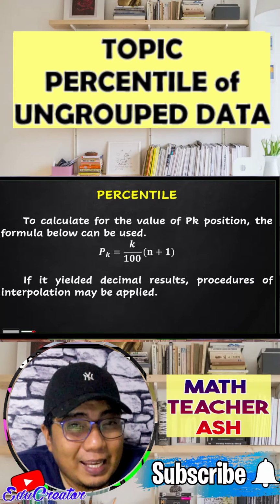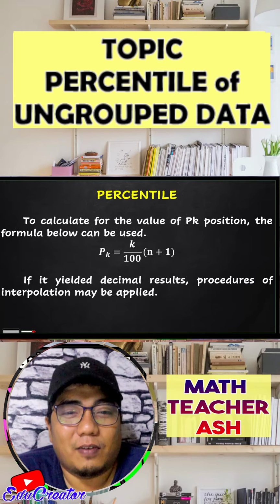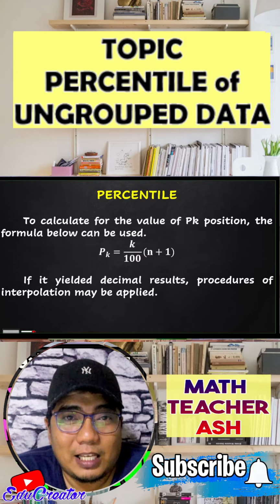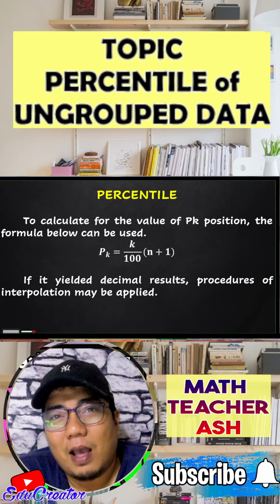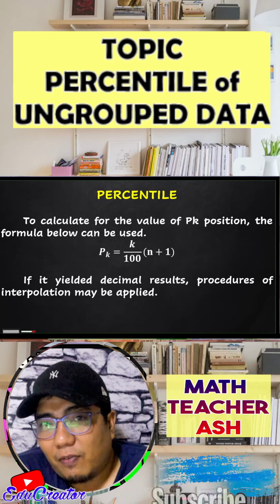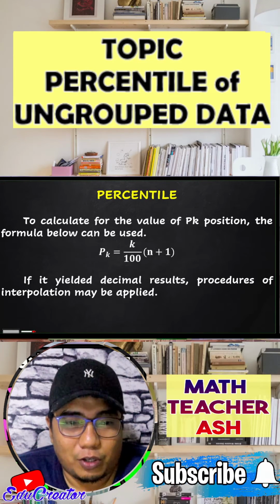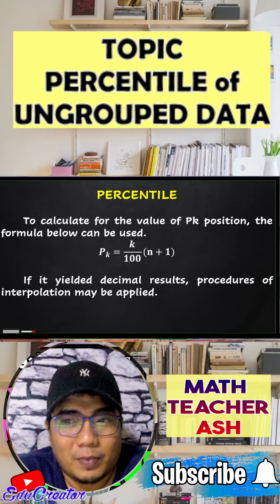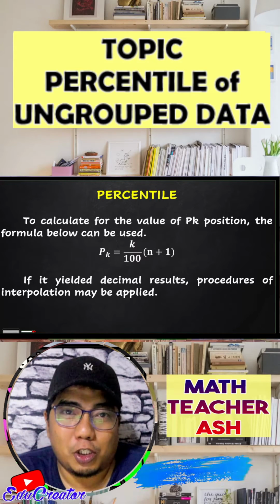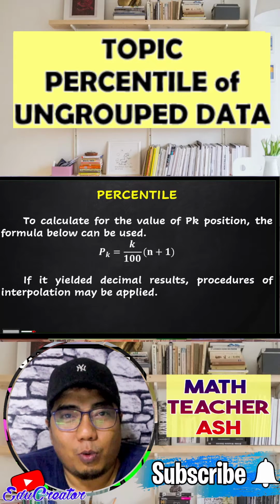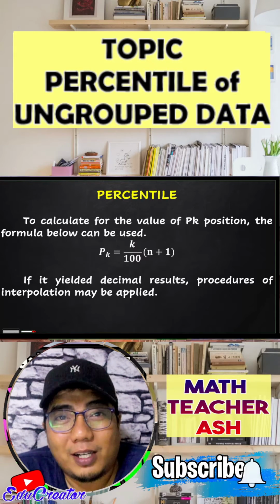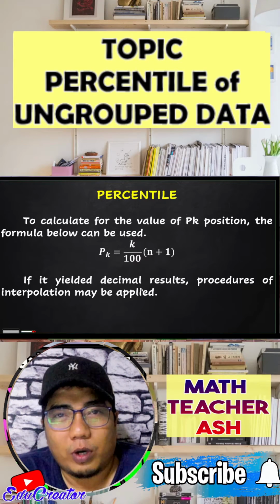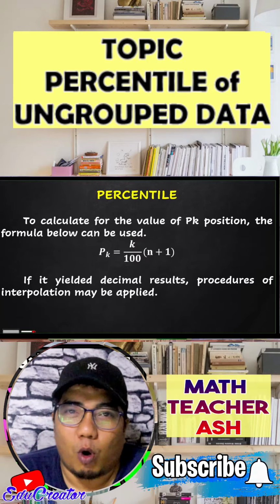Now, in calculating the value for our percentile position, denoted by P sub k, the formula is very simple. It is the same as our quartile and decile. The only difference is that our divisor is now 100. Unlike quartiles, where we have the divisor of 4 and k only depends on 1, 2, 3, and 4, while in our deciles, we have a divisor of 10 and our k value runs from 1 to 10.